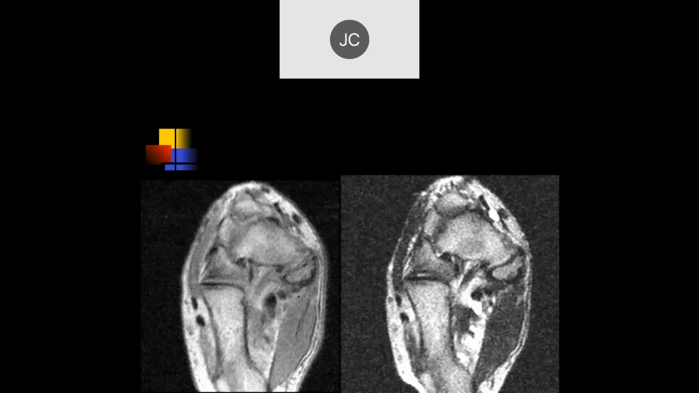Oleg. Beautiful 0.2 Tesla images. Talk about great spatial resolution. So what's happening here? Patient has medial ankle pain. Okay, so it's medial ankle pain. This is medial over here. This is lateral over there.